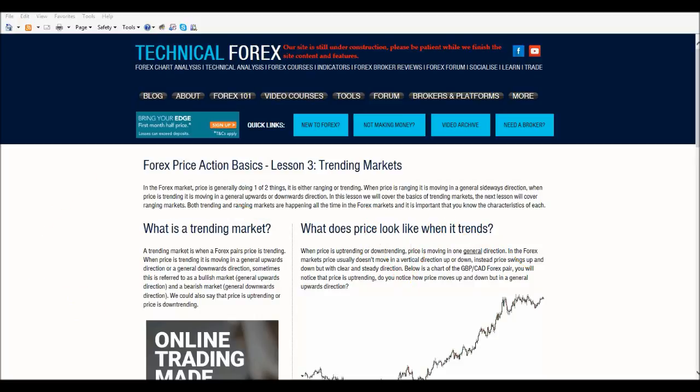So when price trends, either uptrends or downtrends, it doesn't just go bang and fly up here, and when it comes down it doesn't go bang and fly down here and move so quickly that you cannot take advantage of these uptrends and downtrends. Instead, price actually swings, it moves up and down, but in a general direction.